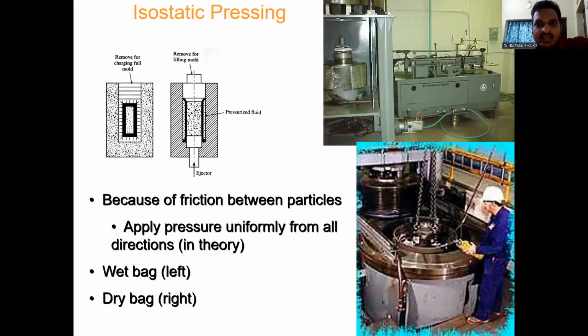And coming to isostatic pressing, this is how the manufacturer and industry use isostatic pressing. You can observe the machinery used for isostatic pressing. The first figure shows the mold being filled. In between, the center has the pressurizing fluid and ejector. Isostatic pressing plays a major role because, due to friction between particles, the pressure is applied uniformly from all directions. It has the wet bag on the left and the dry bag on the right.